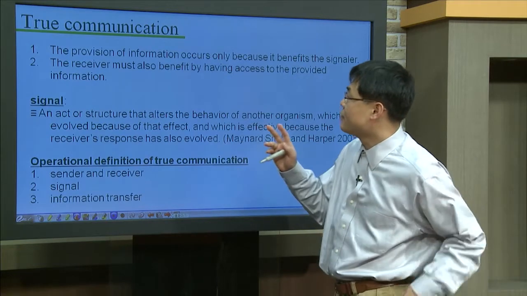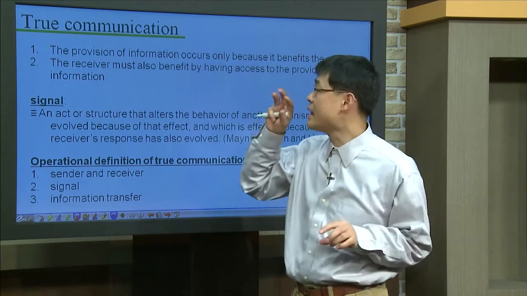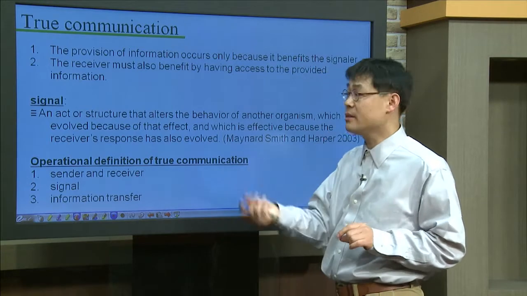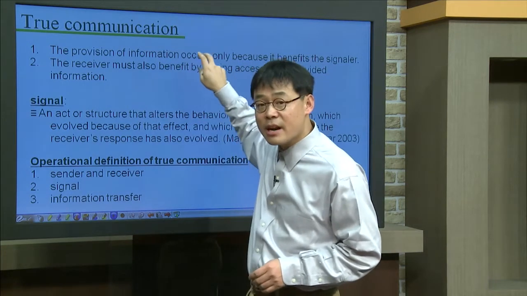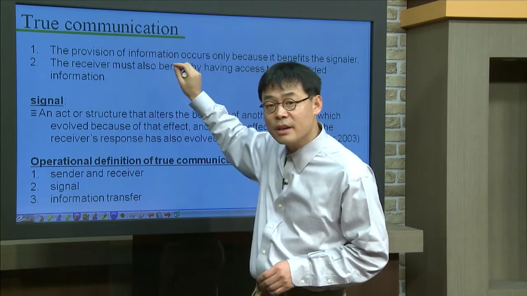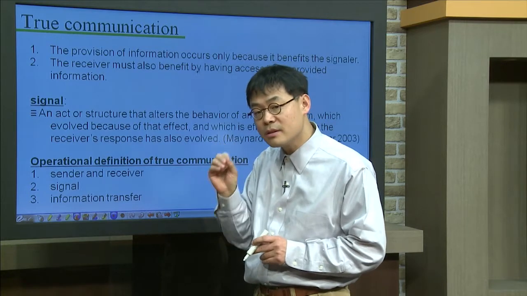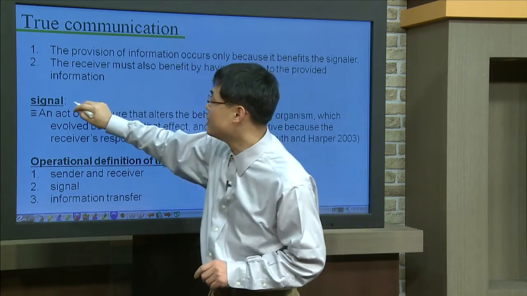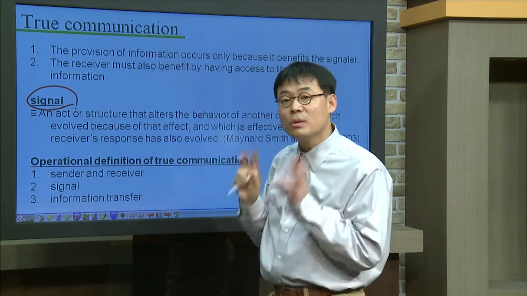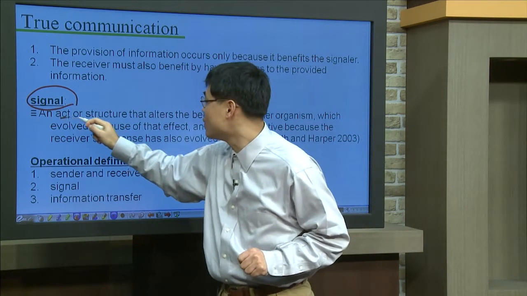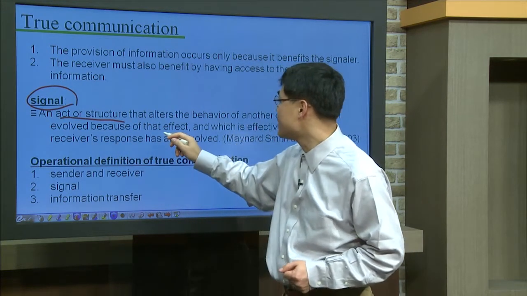So let's focus on the true communication. Again, both the signalers and receivers experience increased fitness at the same time, and communication evolves only under this scenario. That's why it's called true communication. The information is transmitted between the signaler and the receiver in the form of signals, so the medium in the process of true communication is called a signal. A signal is an act or a structure that alters the behavior of another organism, which evolved because of that effect.